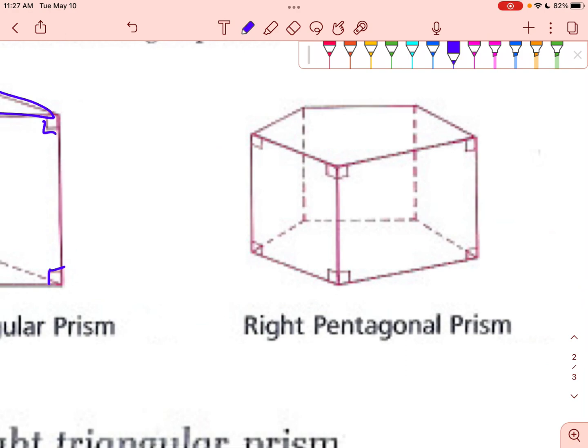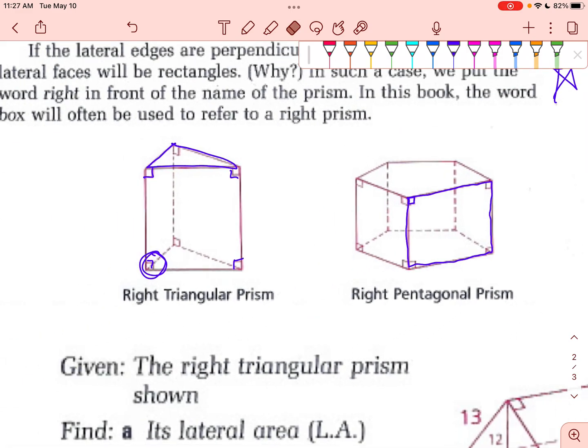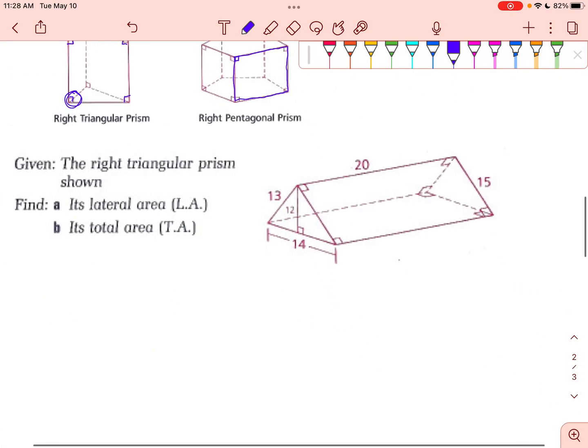Same thing here. A right pentagonal prism, all that means is that these lateral faces are going to be rectangles. It does not mean that these angles are all right angles. That cannot even happen in a pentagon. Okay, but it is called a right pentagonal prism because it's forming those rectangles as the lateral faces.